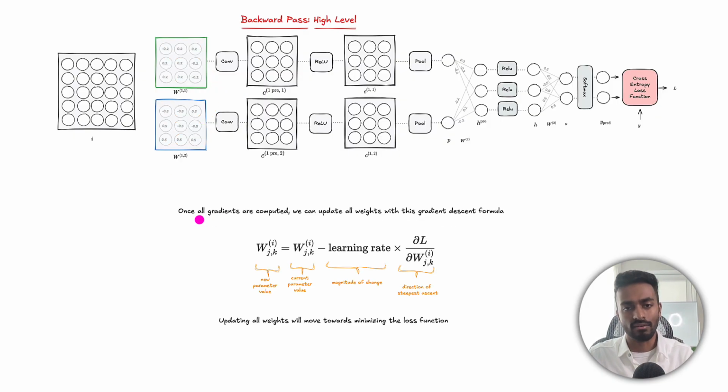And once all the gradients are computed, we can update all the weights with this gradient descent formula. We will assume the learning rate is, let's say, 1 for this case, and we can update the weights, right? And all of these weight updates, if we do them at the same time, should be in the direction of steepest ascent, but we're negative over here, so it should be in the direction of steepest descent. And so collectively, updating these weights in this way will work in minimizing the loss.